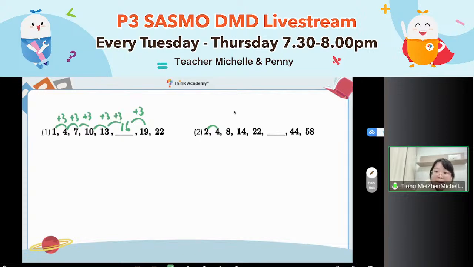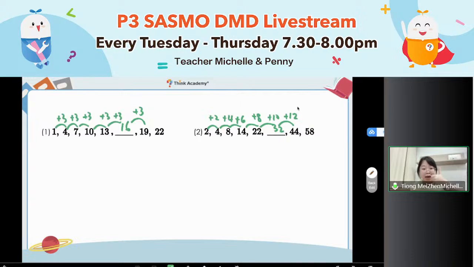This one is a plus 2. 2 to 4 is a plus 2. 4 to 8 is a plus 4. 8 to 14 is a plus 6. Then 14 to 22 is a plus 8. You observe the bridges: 2, 4, 6, 8. The next bridge must be plus 10. Well done. So can I stop here? No, I cannot stop here. I need to check. How to check? Connect this number to the next number. Is it plus 12? If it is, your answer will be correct.